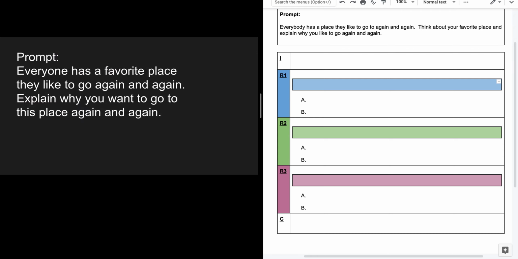Let's practice. So, the prompt is, everyone has a favorite place. They like to go again and again. Explain why you want to go to this place again and again. The first thing I want to do before I can write anything, I want to plan.